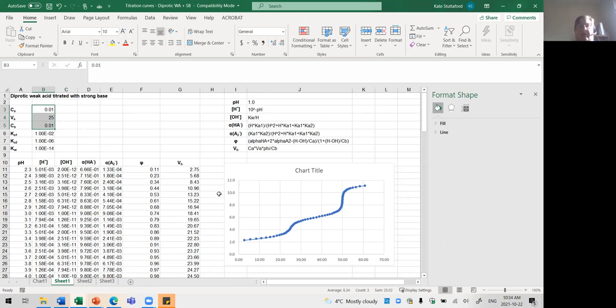Okay, so that's, I think, everything you need for the theoretical titration curve. There are examples on CourseLink for you to look at. There are examples in the textbook, and you will need the textbook to get the phi equation.